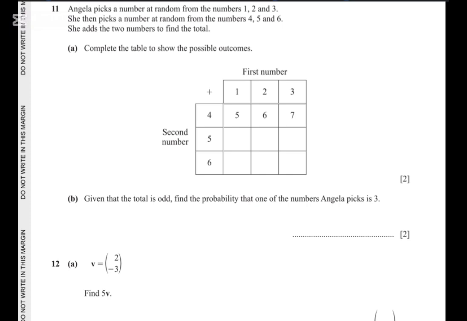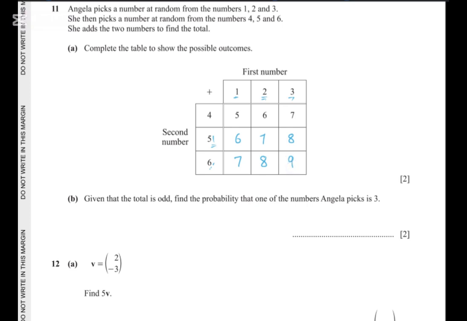We'll have to do the remaining complete. So 1 and 5 will be 6, 2 and 5 will be 7, 3 and 5 will be 8. Next 1 and 6 is 7, 2 and 6 is 8, 3 and 6 is 9. So this is the table completed.